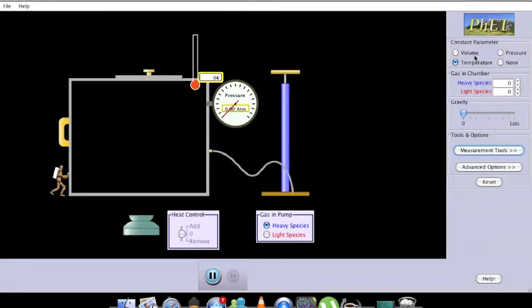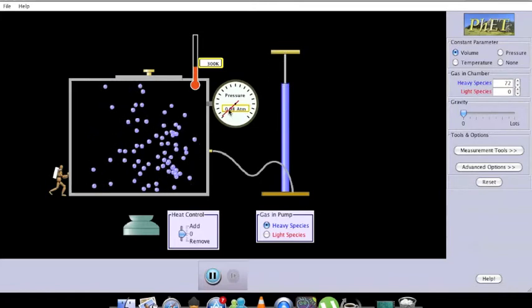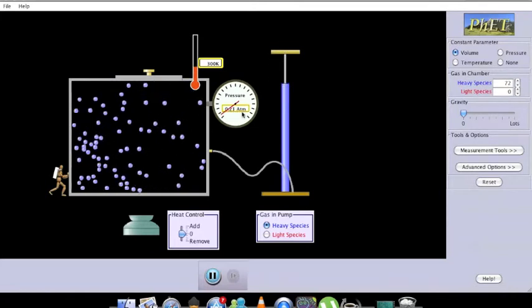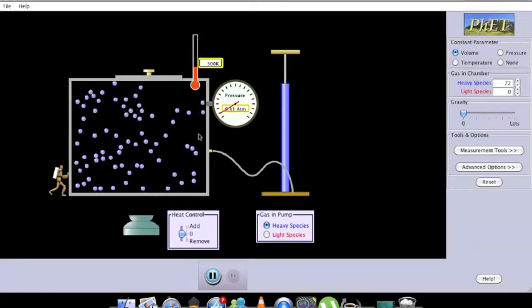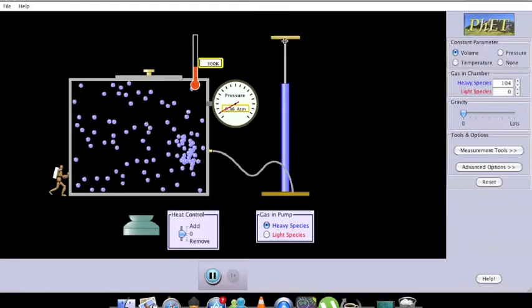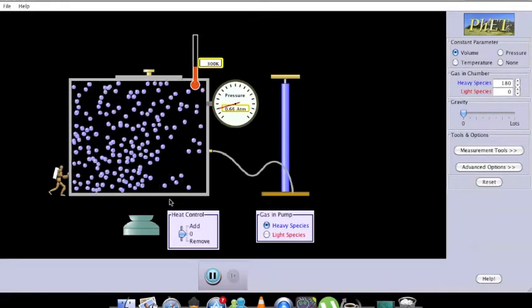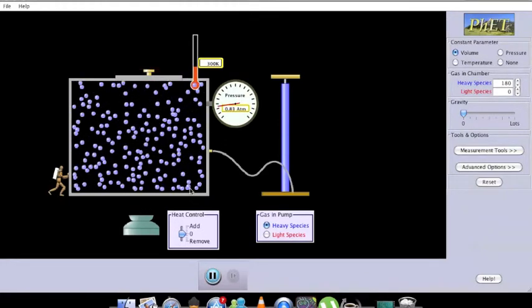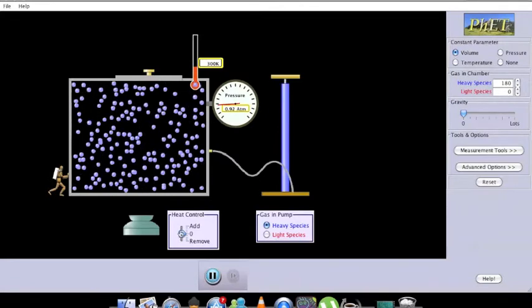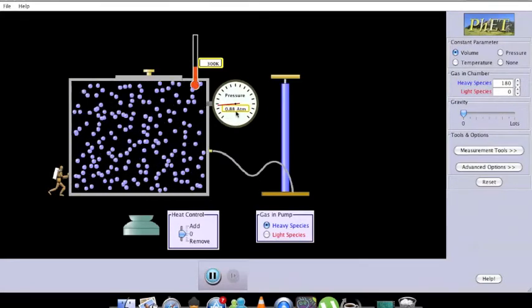Well, let's keep our volume constant, and let's just introduce some pressure here. You can see there are some molecules coming in. Let's just increase. You can see here, this is the pressure meter. It's increasing as I'm introducing more particles here. I think this is enough. Let's see what happens when I increase the temperature. Have a look at this.